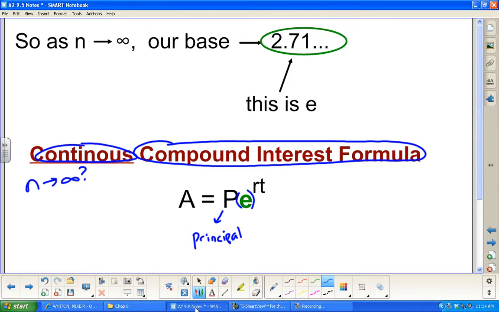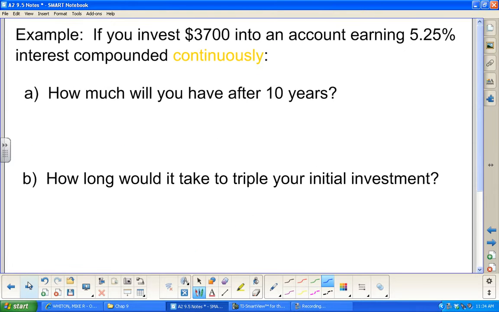Okay, so let's look at a quick problem using that. And the way you're going to know it's one of these problems is that it's compounded continuously. Okay, so if you invest $3,700 into an account earning 5.25% compounded continuously, how much will you have after 10 years? Okay, so that's the only difference here. When you see that word, you know that it's the one that uses the e. Okay, so it's like PERT, right? If it's continuous, P times e to the rt.